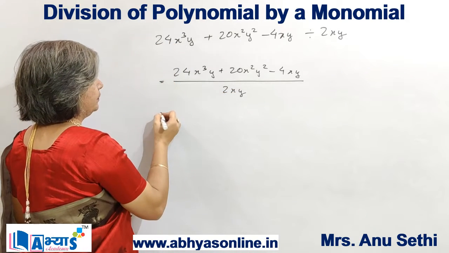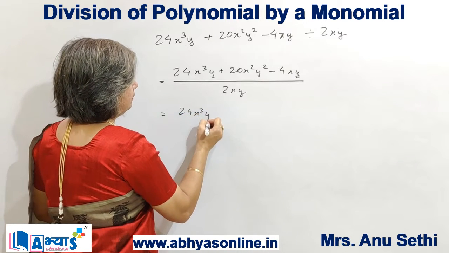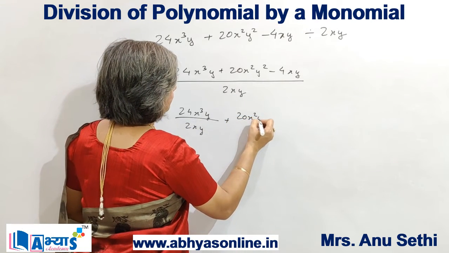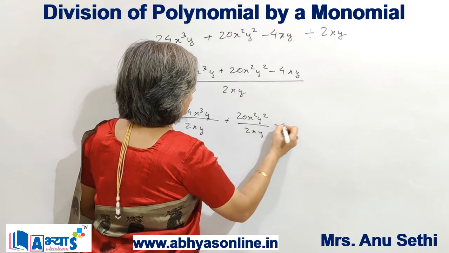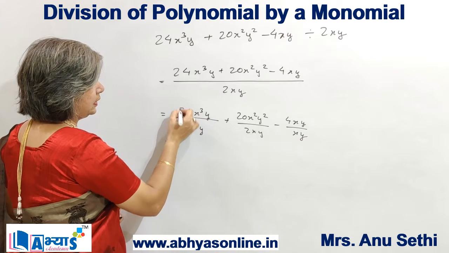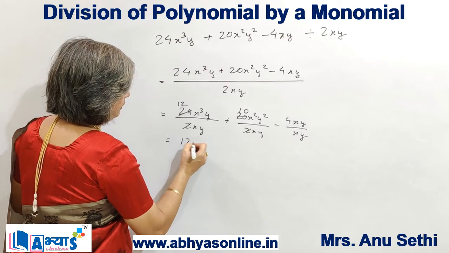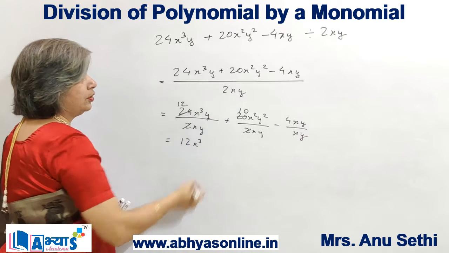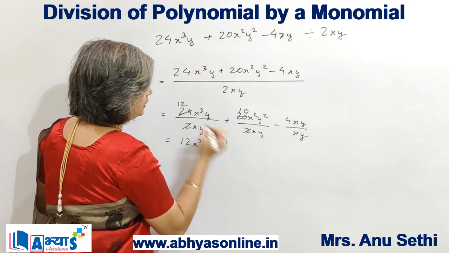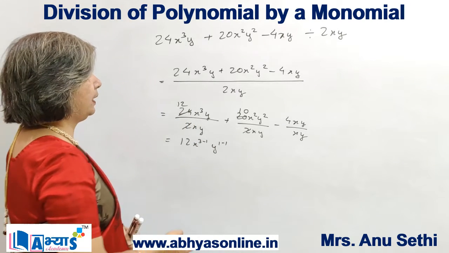In the next step, I will divide each term of the polynomial by the divisor, that means 24x cube y is divided by 2xy, plus 20x square y square is divided by 2xy, minus 4xy is divided by 2xy. So I will get 12, and in this case I get 10. I have 12, x has power 3, and in the denominator it has power 1, so it will be 3 minus 1. Then y has power 1, and in the denominator it has power 1, so it will be 1 minus 1.